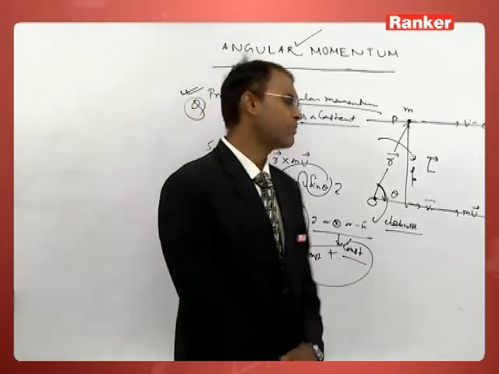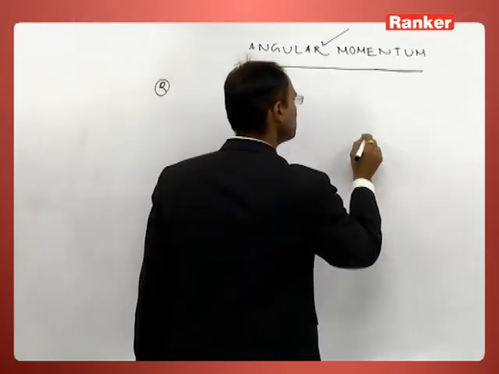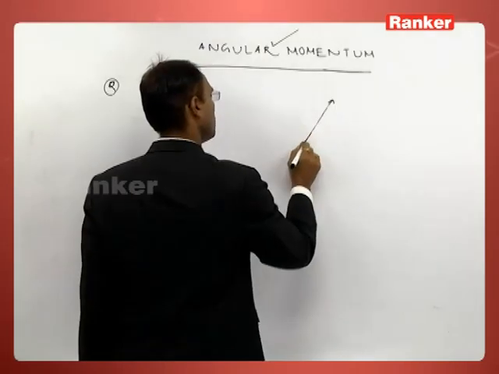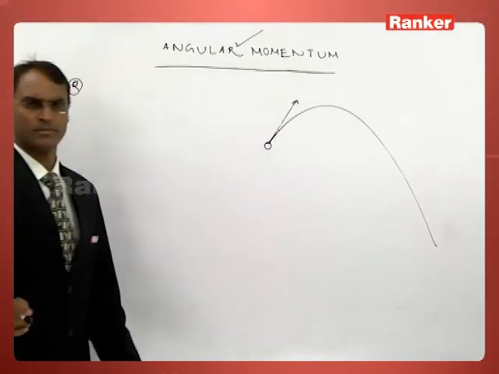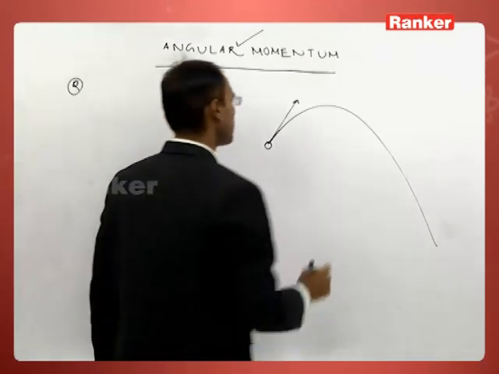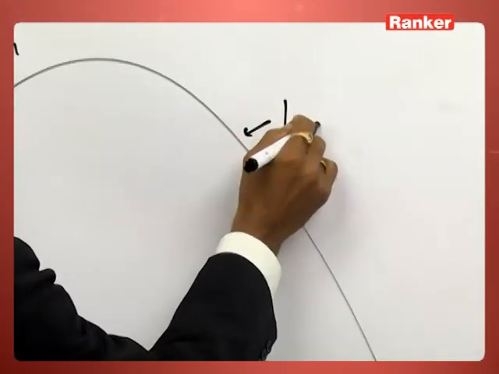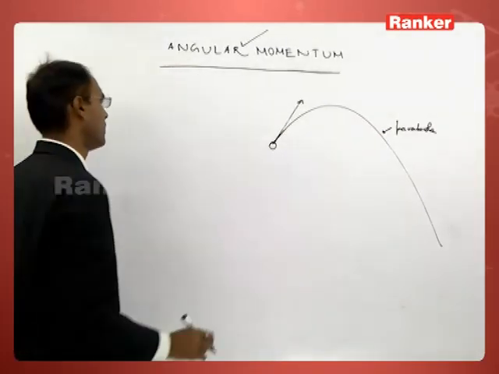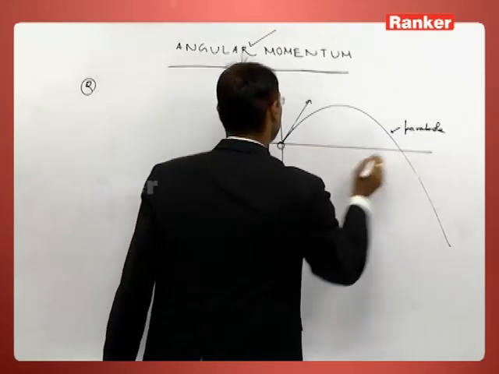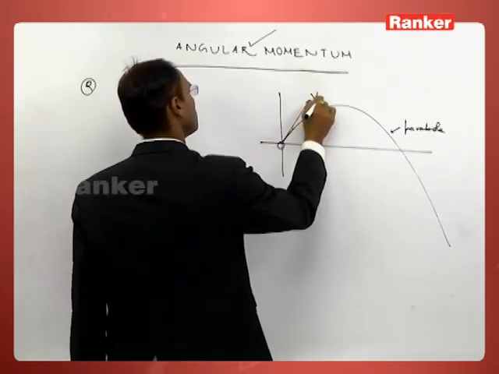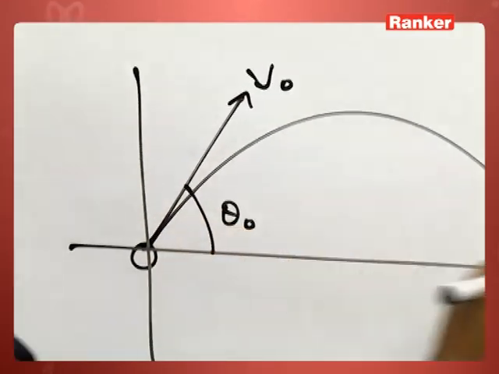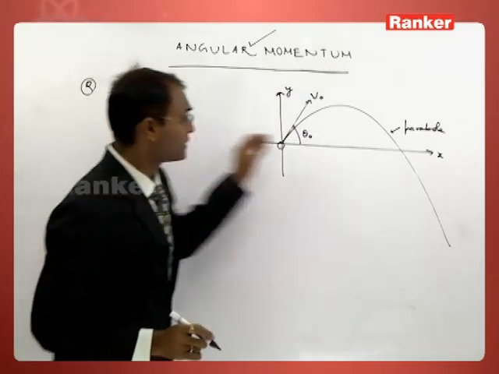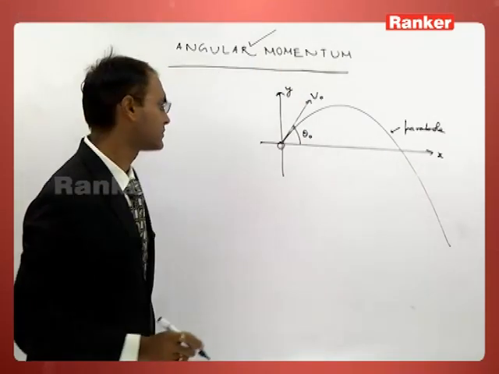Well, let us take another example. Find the angular momentum of the projectile. When you throw the stone, it will move in a parabolic path. At this point you are throwing, it's called point of projection, with velocity v naught and angle theta naught with respect to horizontal. The horizontal is x-axis, the vertical is y-axis.